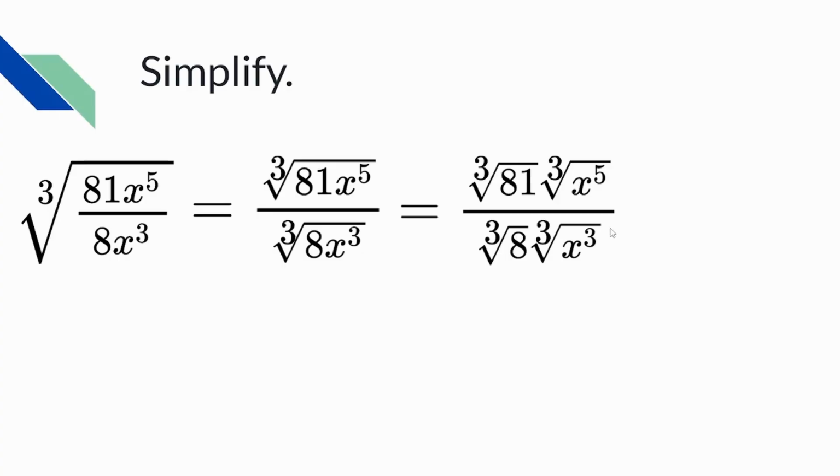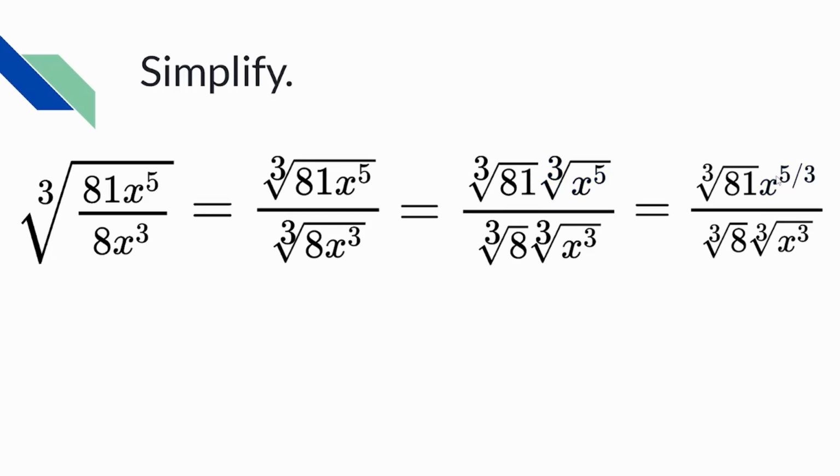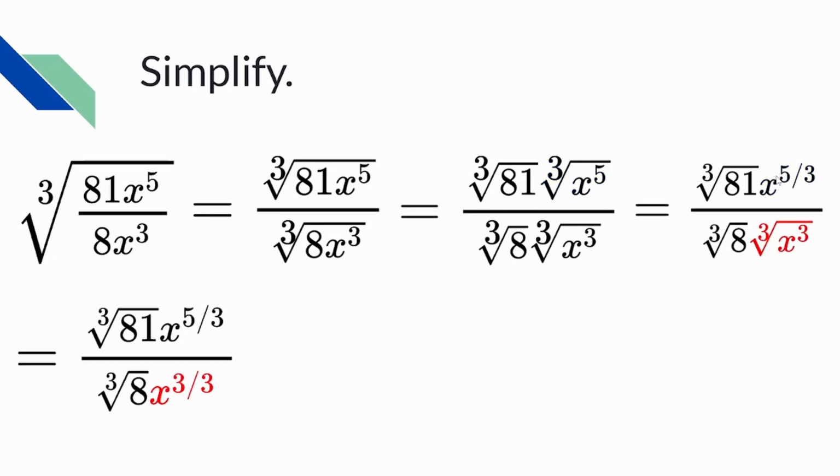So let's handle the variables first. Let's take care of the variable business first. The cube root of x to the 5 is the same thing as x to the 5 over 3 power. So this is what we have. And then in the denominator, we have x to the 3, and we're taking the cube root. So I can rewrite that as x to the 3 over 3. That's what the rational exponent rule says to do.